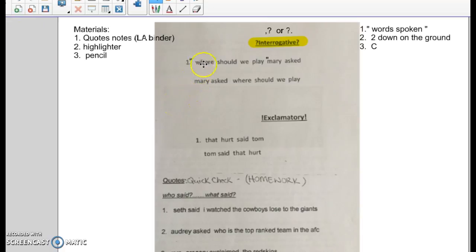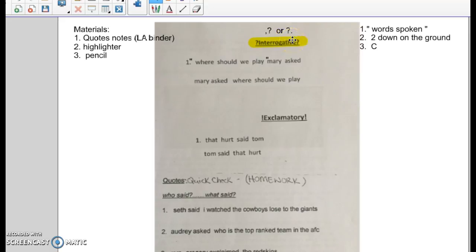Anyway, the words that were spoken were, "Where should we play?" That is our dialogue. "Mary asked" is our dialogue tag that tells us who said it. Step 2, 2 down on the ground. Well, we just said this is a question. She's not stating where should we play, she is asking where should we play. So we've either got to have a comma, then a question mark, or a question mark and then a period.